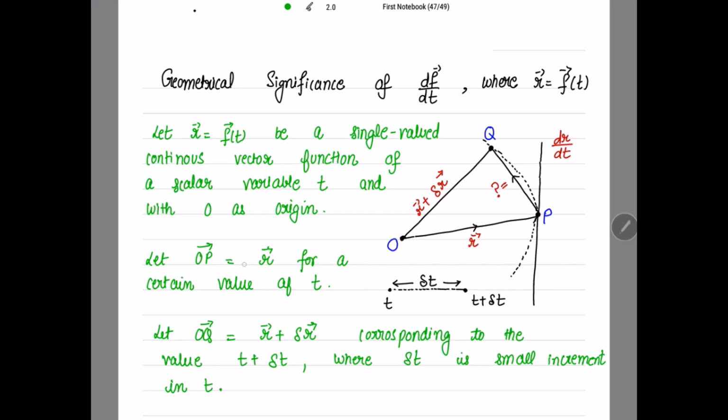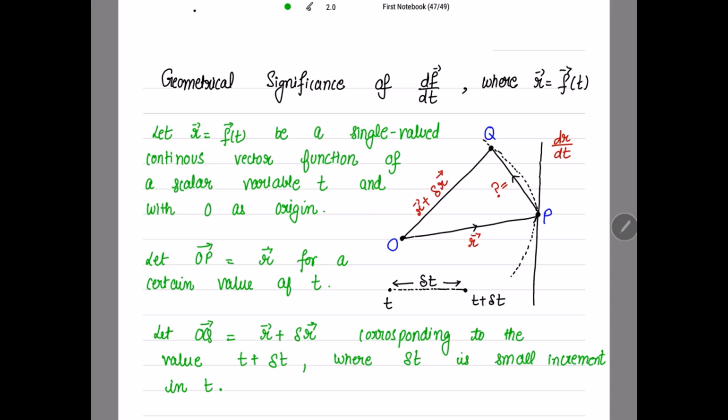Now let OP vector be equal to r vector for a certain value of t, and let OQ vector be equal to r vector plus delta r vector corresponding to the value t plus delta t. If there is a slight change in r, then obviously there is also a slight change in t, right? Because r is depending upon the variable t. So where delta t is a small increment in t, if this is t, then with a small increment it will become t plus delta t, alright?